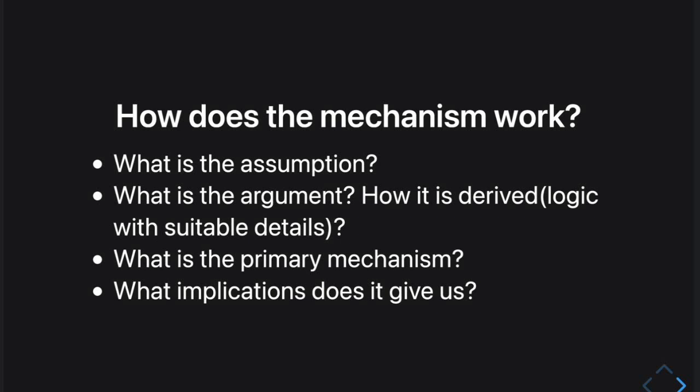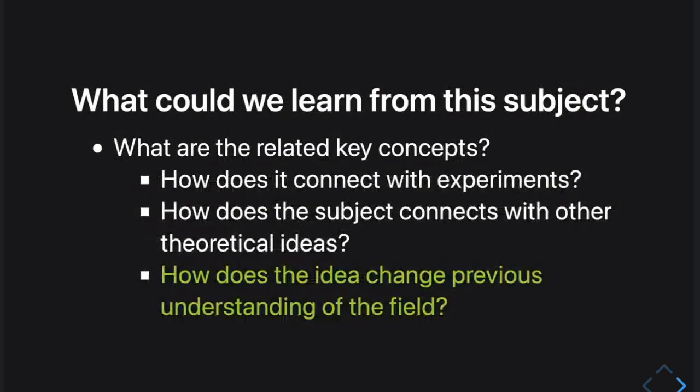So after you read some of the literature or the documentation, you should have some idea about what is the most important mechanism and what is the secondary one, etc., so that you will have a hierarchy of concepts that you should try to start with. And also, after you explain what the mechanism is, please also explain what implication it provides. So about the last part, what could we learn from this subject?